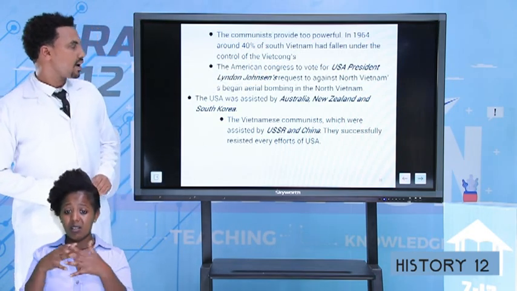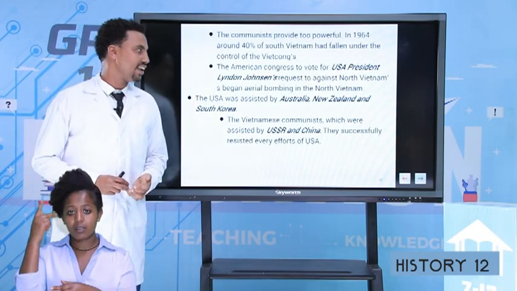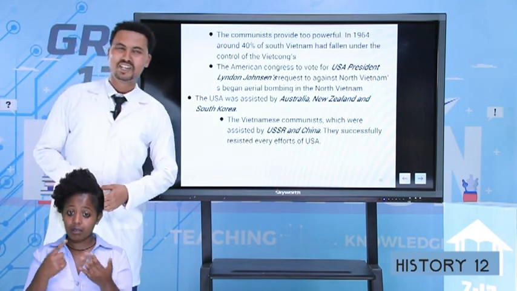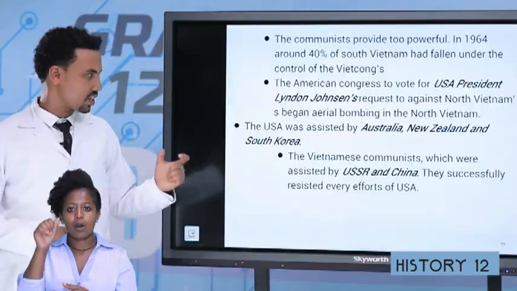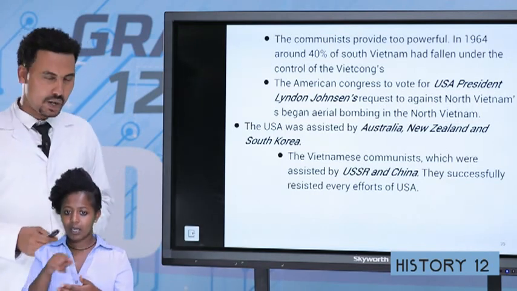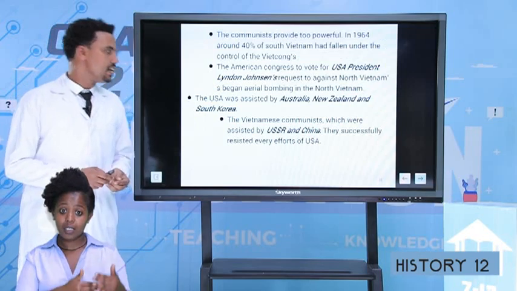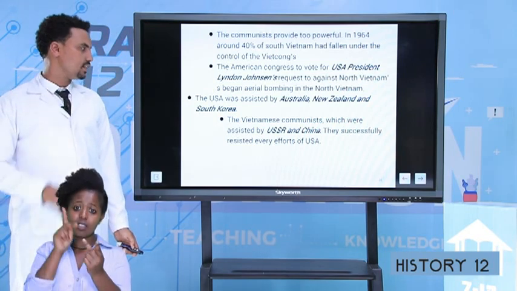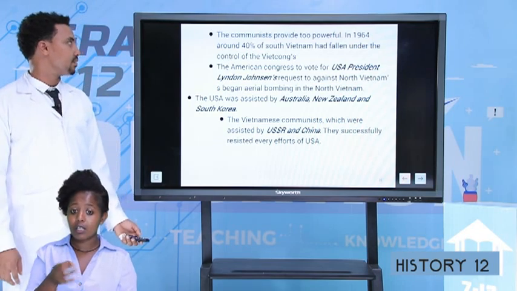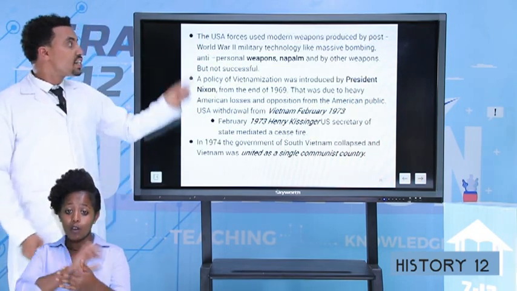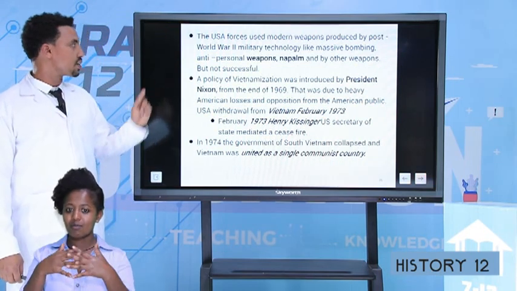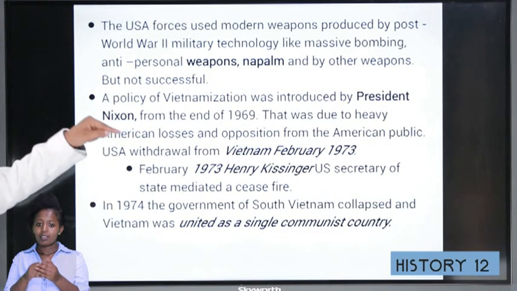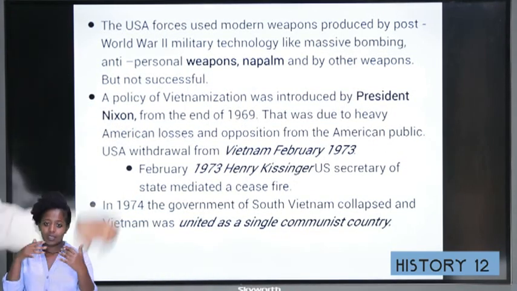The American Congress voted for US President Lyndon Johnson's request to act against North Vietnam using aerial bombing. At that time, the USA was also supported by Australia, New Zealand, and South Korea. On the other side, the Vietnamese communist state was supported by the USSR and China. They successfully resisted the efforts of the USA. The USA used modern weapons produced by post-Second World War military technology, like massive bombing, anti-personnel weapons, and napalm, but was not successful.